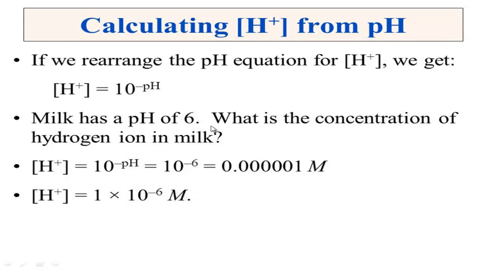So in this way we can calculate different problems related to pH. If you are given the pH value, you can calculate the hydrogen ion concentration, or if you are given the hydrogen ion concentration, you can calculate the pH value following the formula. Now we will learn about the measuring system of pH.